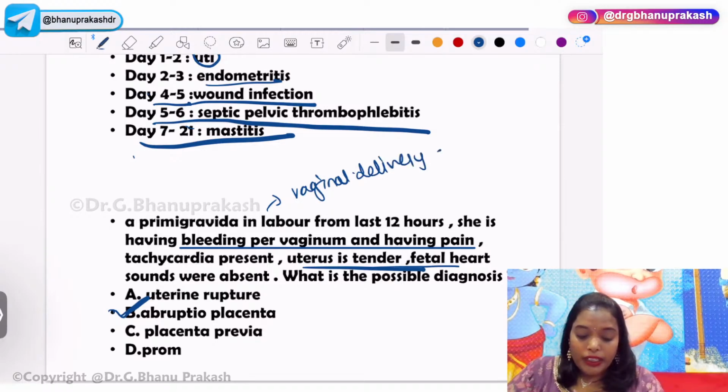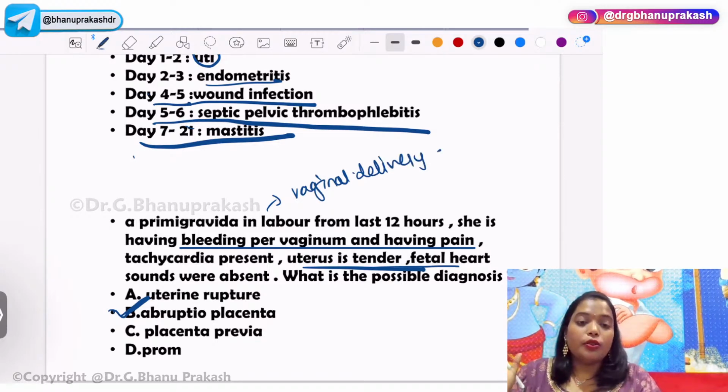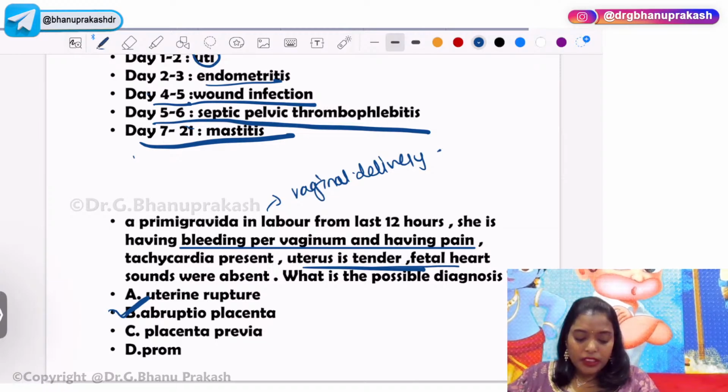No, only if there is a fetal distress, you'll go for cesarean section. Otherwise, the mode of delivery is always vaginal. In abruption, why for dead fetus you want cesarean, right?